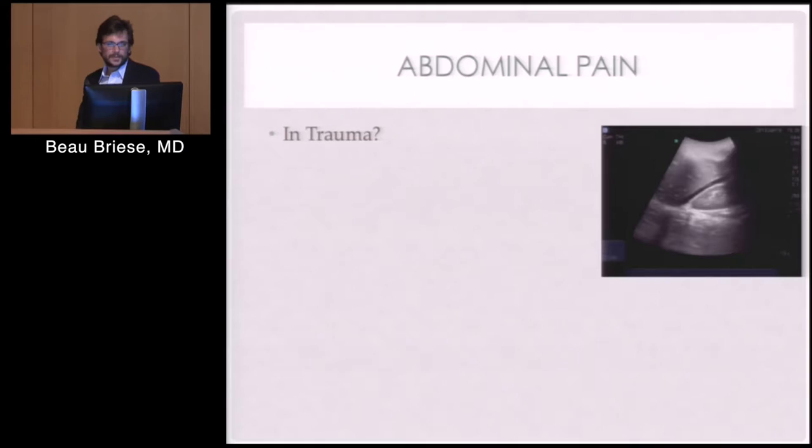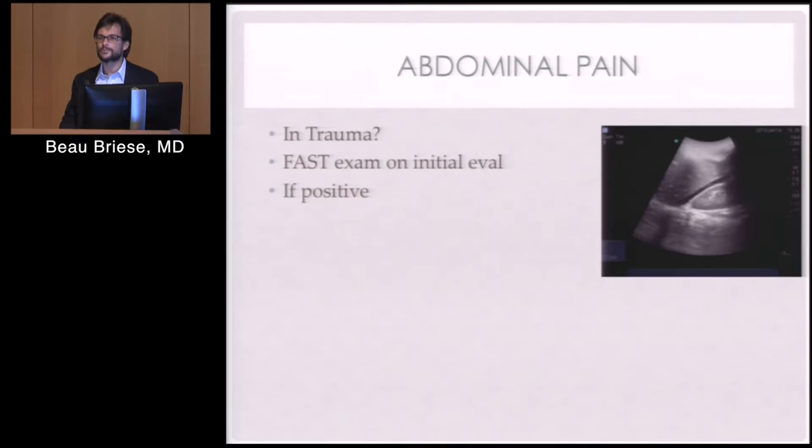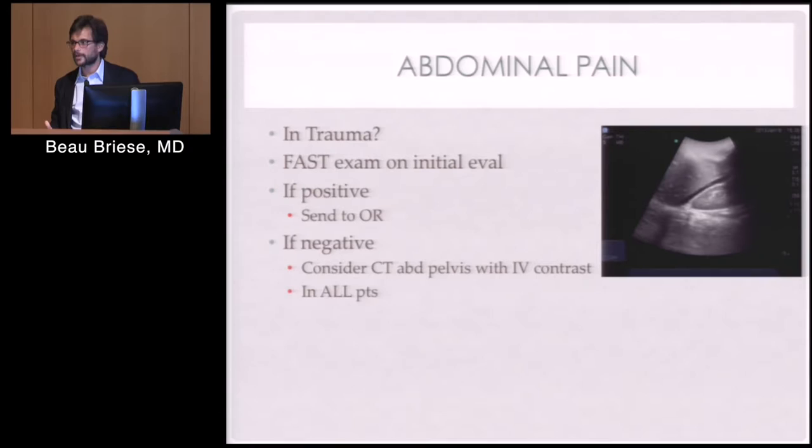In trauma, what do you guys get for the belly? FAST, good job, FAST exam. Usually that'll be done by an attending. Perhaps in the future, mid-levels will be more involved in doing those at other locations as well. If it's positive, what do you do with the patient? Surgery, that's right. You just send them. If it's negative, consider a CT if they really have a lot of pain, or you can watch and wait, you can observe them. It depends on how much pain they're in and their vital signs and all the rest, okay? But the big lesson from this slide is if there's a FAST exam that's positive, you send them to the OR immediately, because you can do the FAST while you're getting everything ready for CAT scan.